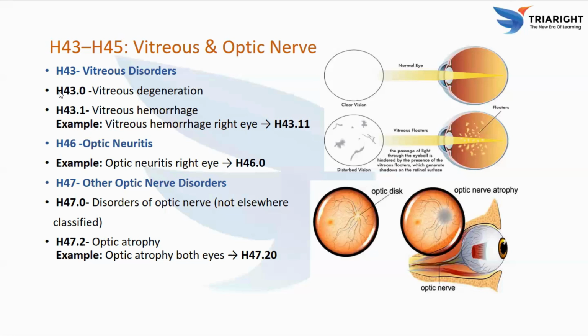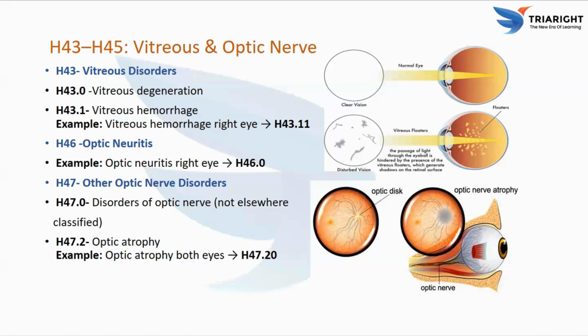So next is H46 for optic neuritis. What do you mean by optic neuritis? The inflammation of the optic nerve. This affects how the signals travel from the eye to the brain. So what are the common causes of optic neuritis? Multiple sclerosis, which is the most common type, viral infections, autoimmune disorders, inflammation after vaccination, which is a rare one.